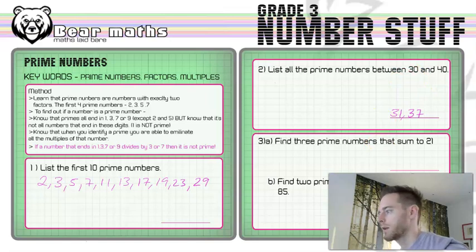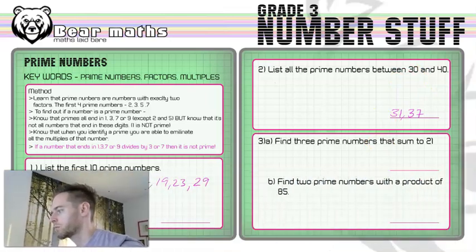Okay, now let's have a look at the third question. It's a more involved question. We're going to find 3 prime numbers that sum to 21. So let's just list a few prime numbers before the number 21, and think about what sum means. That means add. So 2, 3, 5, 7, 11, 13, 17.